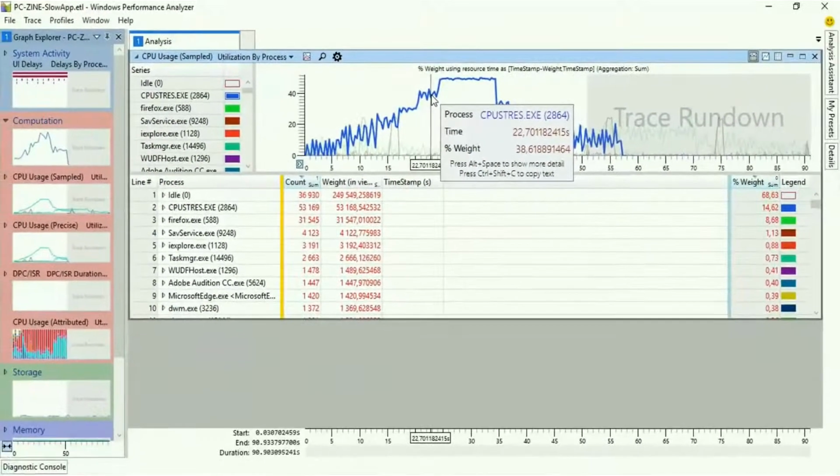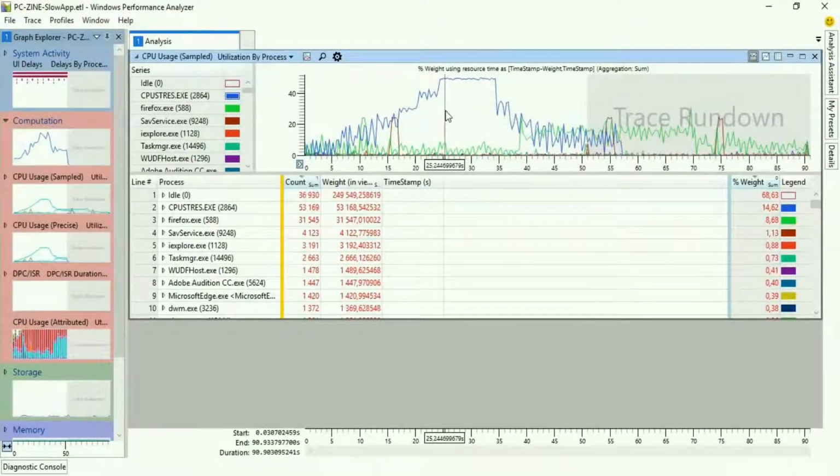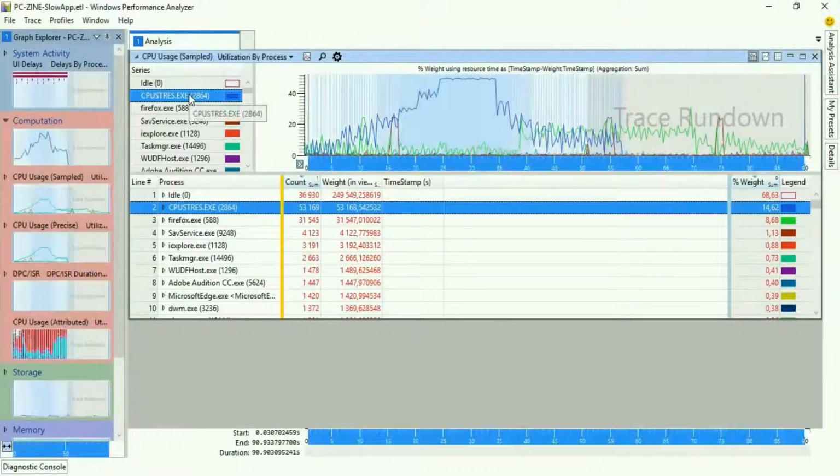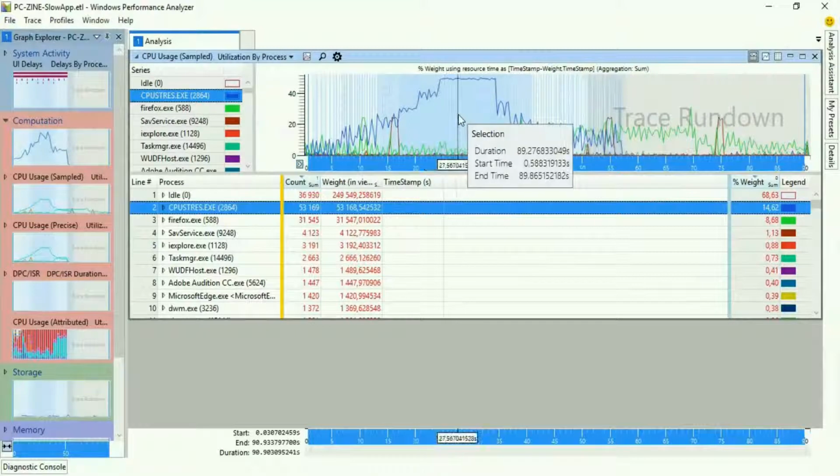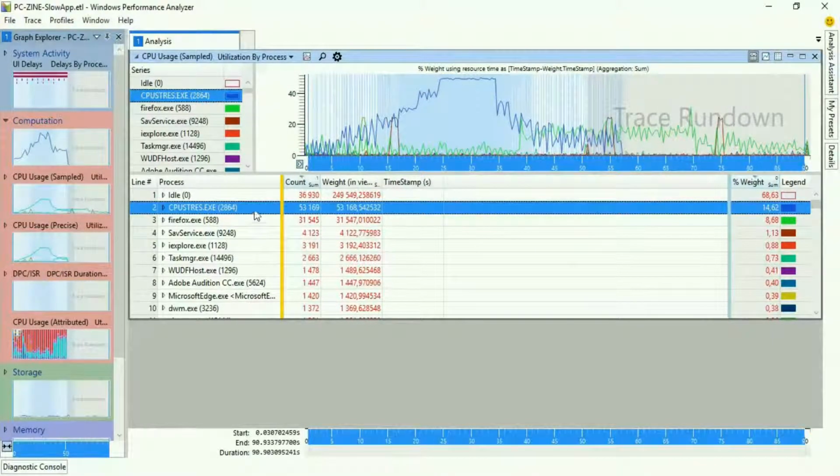What you can also notice is that the graph and the table are synchronized. So when I select the CPU stress.exe process in the series, I get the graph highlighted in that point of time when the process is using the CPU. And at the same time, I get the highlighting in the table.